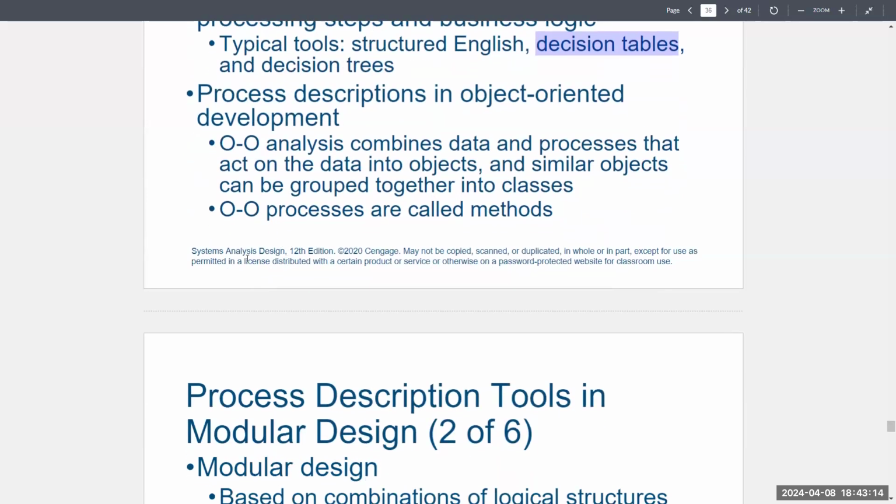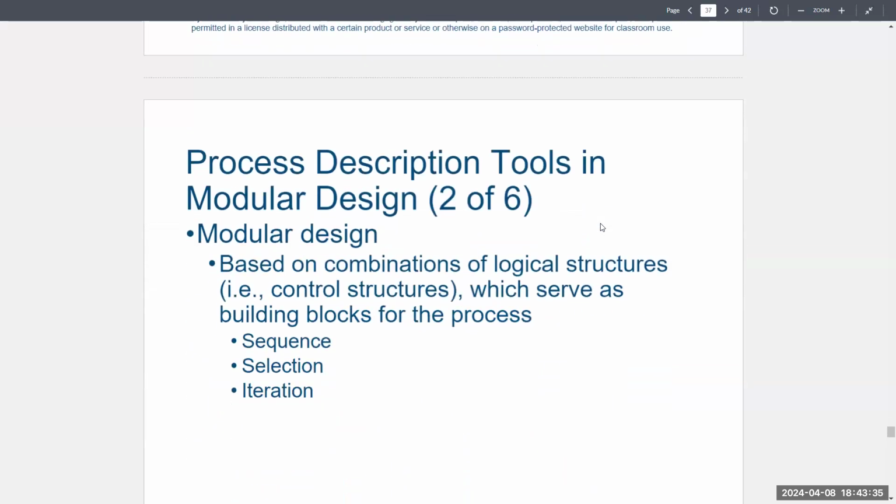And within the object-oriented world, your process is typically called by another term called method. Again, it's kind of a technical thing, which is part of object-oriented. You have class, you have methods, you have data types and all those things, right? Which is something we'll cover more in our next chapter.